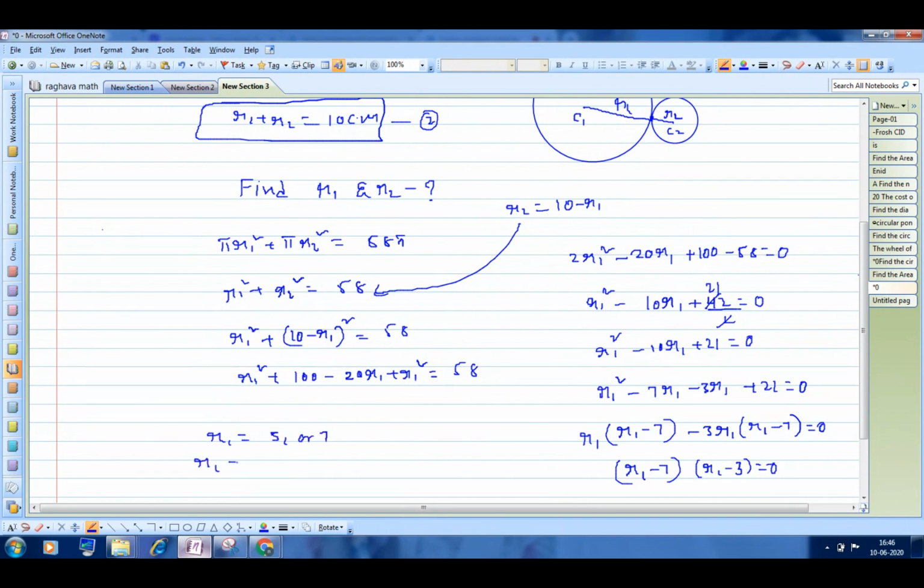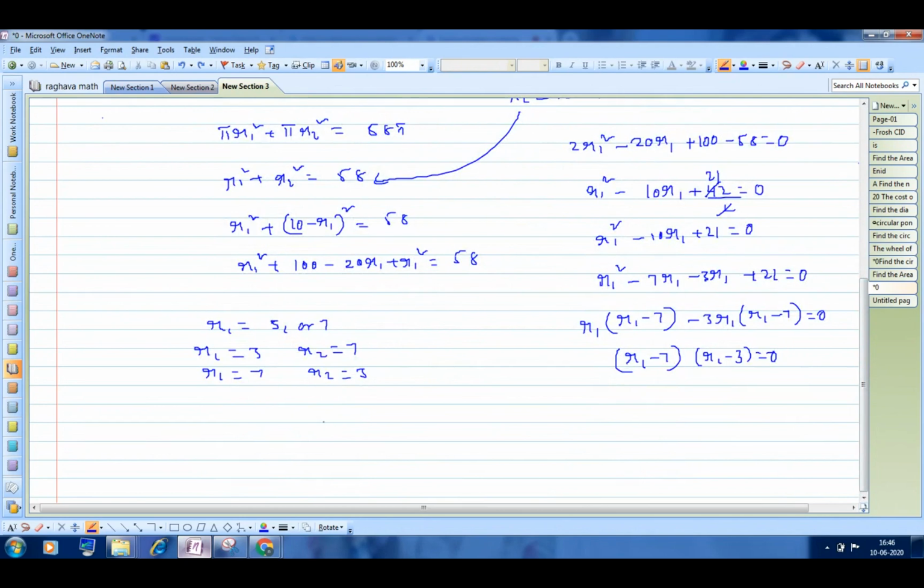If r1 is equal to 3, r2 is equal to 7. If r1 is equal to 7, r2 is equal to 3. So the radii are 7 centimeter, 3 centimeter. This is how we can find out. The bigger circle radius is 7 centimeter, the smaller circle radius is 3 centimeter. So this is how we have to solve this question.